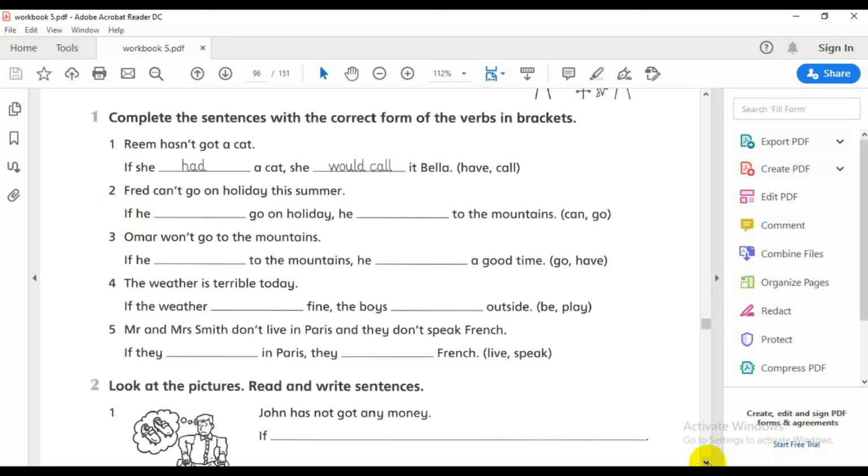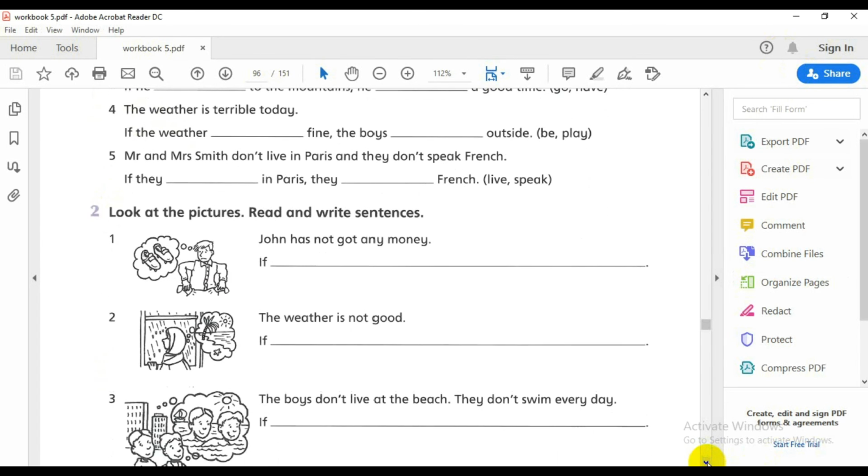Let's go to another one. We're going to take an example from each question. Dawn has not got any money. The answer will be, if Dawn had any money. If Dawn had money, I'll change the sentence from present to past. If Dawn had money, he would buy shoes.